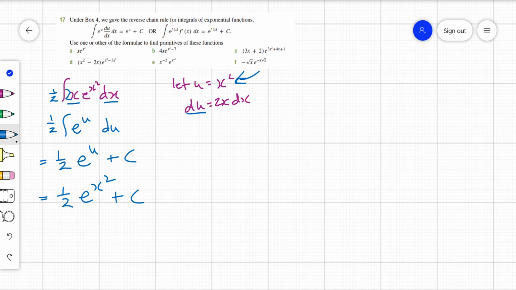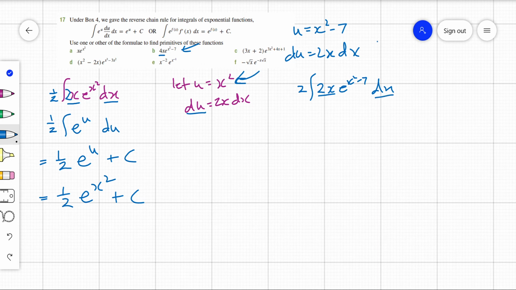Alright, so when I look at b, again, see here, you can see the power. So if I let u equal to the power of the exponential, then du would be 2x dx. So if I set that up, I've got an integral. I want a 2x dx, and here I've got a 4x. So why don't I break the 4 into 2 times 2. Now it's 2x e to the x squared minus 7 dx. Now I've got the 2x dx, which we can see is equal to du. So it becomes e to the u du again.